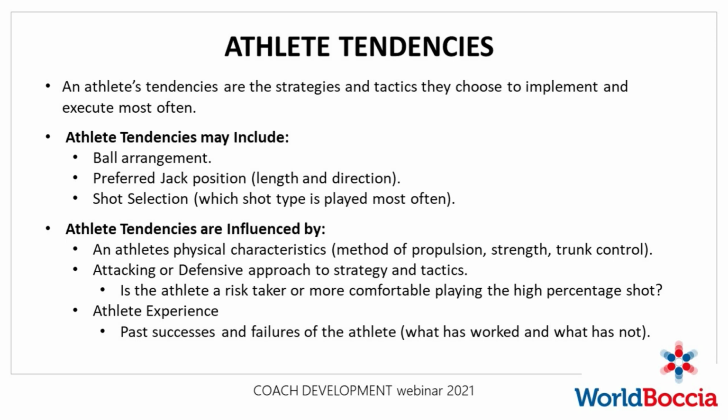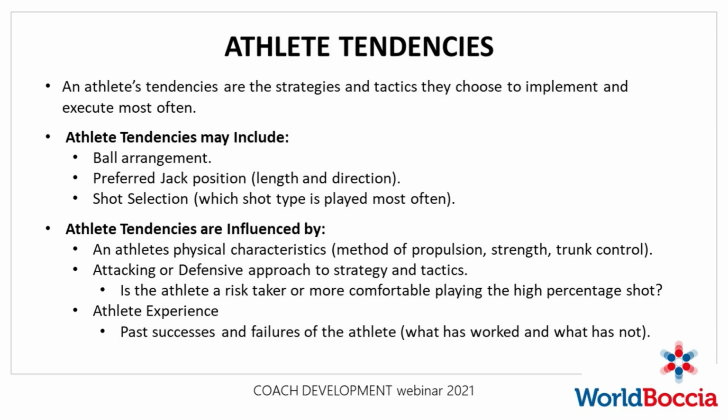And then shot selection, again, athletes are going to have some sort of preference around which types of shot they play more often. For example, for a thrower, when they're looking at trying to remove an opposition ball away from the jack, some athletes may prefer to play the smash type shot, which is the ball rolling along the ground. Or some athletes at certain distances may prefer to play a lob shot, because the effect of a lob shot in opening up the jack is more effective than a smash shot, for example.